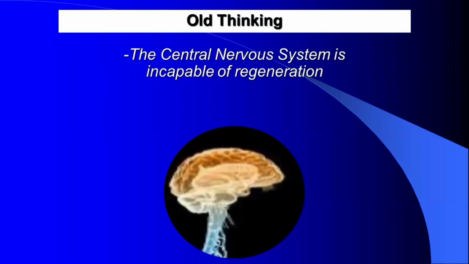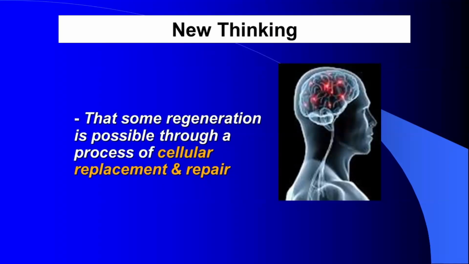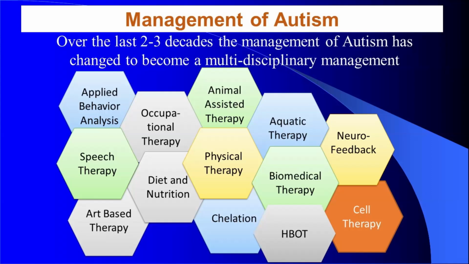So the old thinking was that once the brain is damaged, you cannot regenerate it, and the new thinking is it's possible to regenerate the brain through cellular replacement and repair. The other thing that has changed in autism is the concept of multidisciplinary management. So far what would happen is a person specializes in something and then that's all they would offer. So if you're a center that has occupational therapy, you focus on occupational therapy. You have a center that does speech therapy, you focus on that.